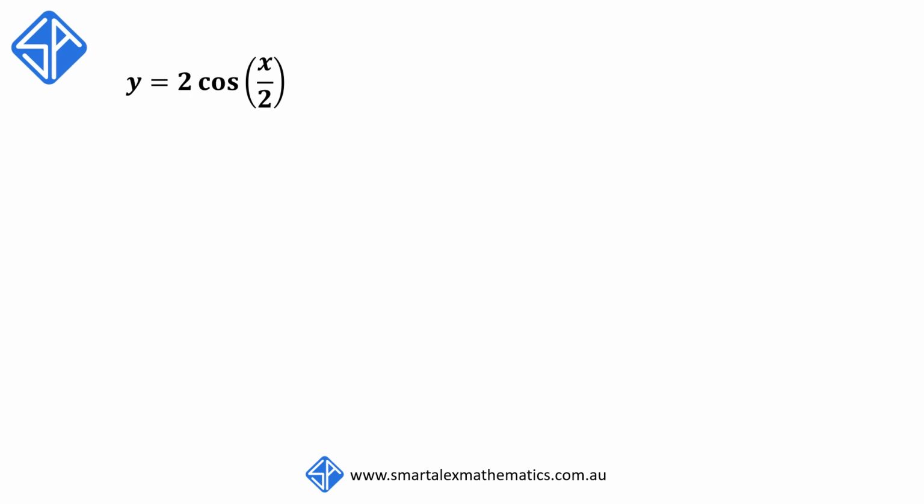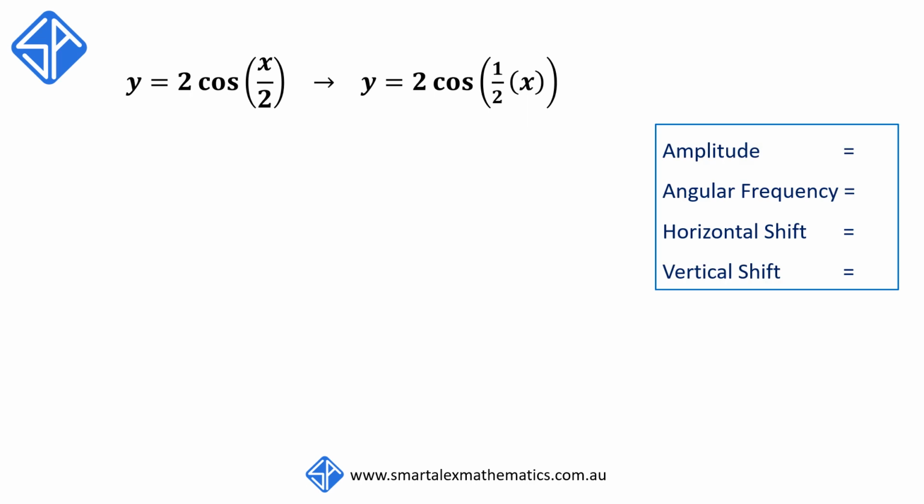Our next example is y equals 2 cos x divided by 2. This equation can be rewritten as y equals 2 cos of half times x. We can extract information about features of the graph from the equation. The amplitude is given by the number in front of the cosine function, which is 2. The angular frequency is given by the coefficient of x, which is 1/2. There is no horizontal shift in this equation, nor is there a vertical shift.